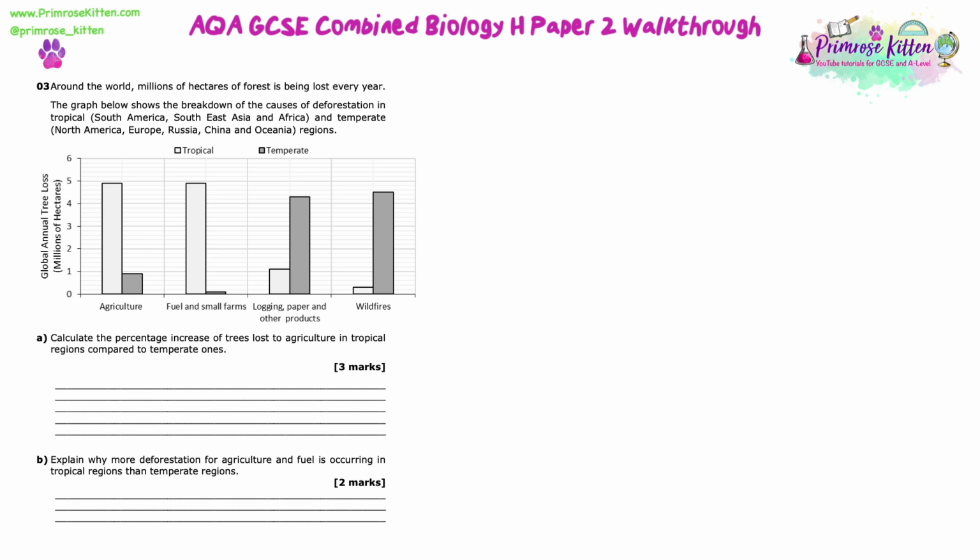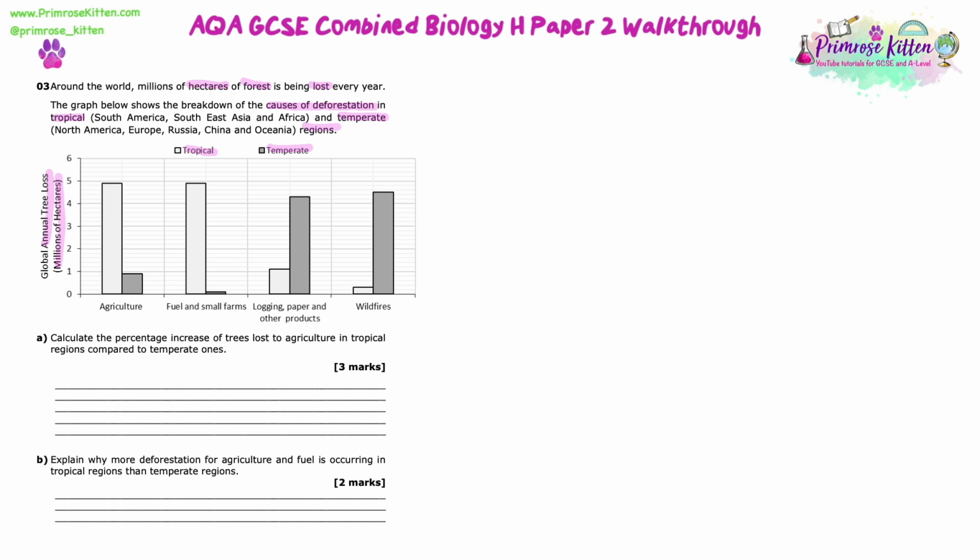Okay, so question 3. Around the world, millions of hectares of forest is being lost every year. The graph below shows the breakdown of the causes of deforestation in tropical and temperate regions. The tropical areas are South America, Southeast Asia and Africa, and the temperate ones are North America, Europe, Russia, China and Oceania. So then we've got temperate and tropical bars on our bar graph. The temperate ones are the dark grey, tropical are the light grey.